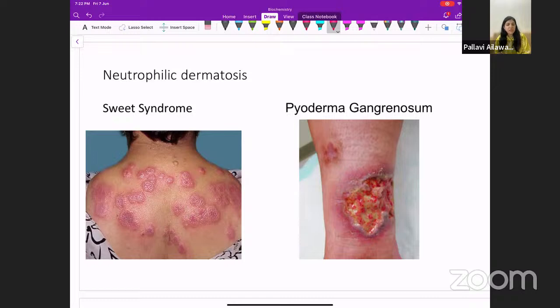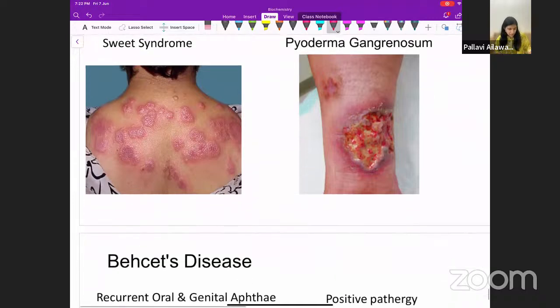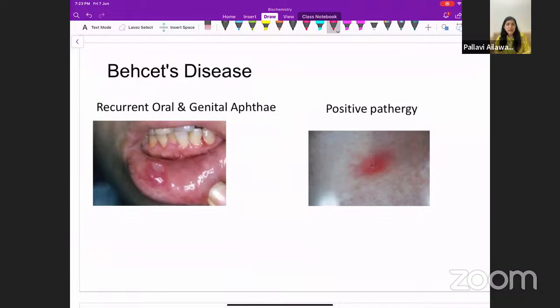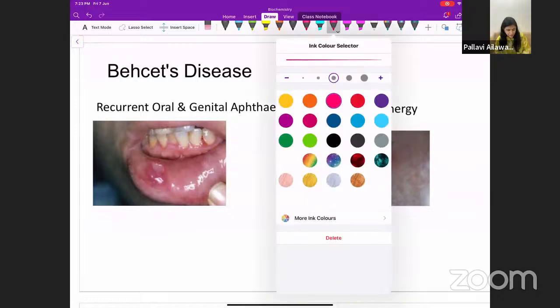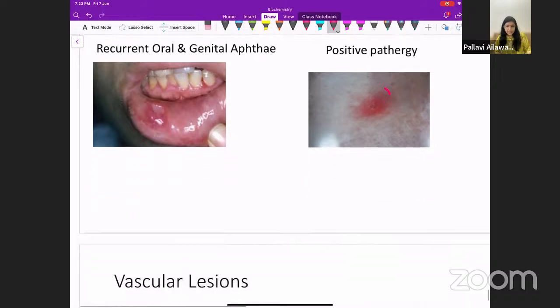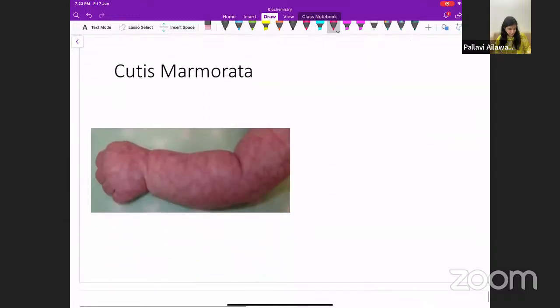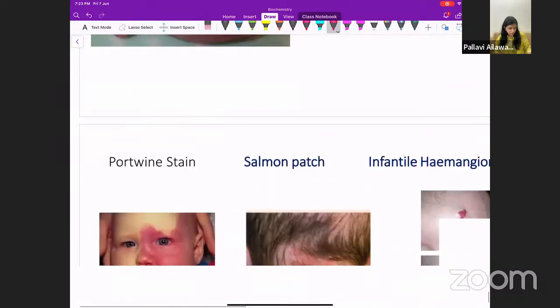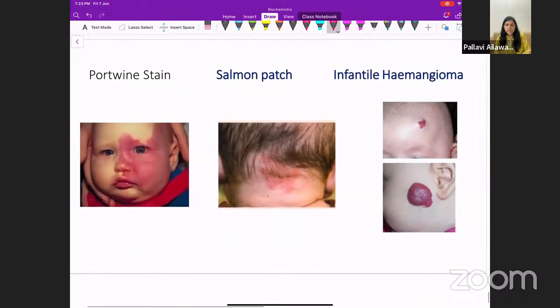That's the pathergy test. So pathergy tests are positive in neutrophilic dermatosis, especially pyoderma gangrenosum and Behçet's disease, where patient presents with multiple painful aphthae which are recurrent along with uveitis. And the test that is positive here is pathergy phenomenon. Any other doubts? This is cutis marmorata, and these are the 3 vascular lesions.